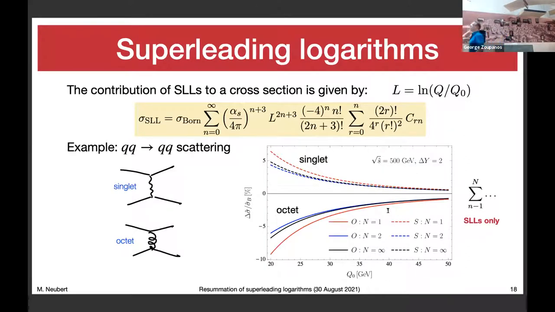Now, how big are these effects? We look at quark-quark scattering, because that's basically the only thing that was discussed in the literature. Quark-quark scattering can happen in the singlet or the octet channel, of course. And that's what we find. It's hard to read. So center of mass energy 500 GeV, rapidity gap 2. And n equals 0 is excluded here, so what's summed is n equals 1, n equals 2, up to n equals infinity. The black line is the infinite tower. And you see, for instance, picking Q0 of order 25 GeV, you see effects of order 6% or so. Just 2 more slides. So these are large effects.